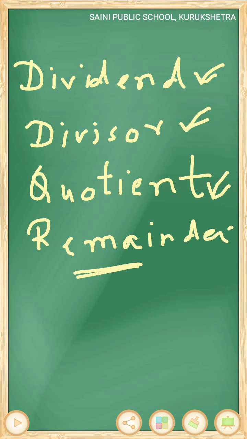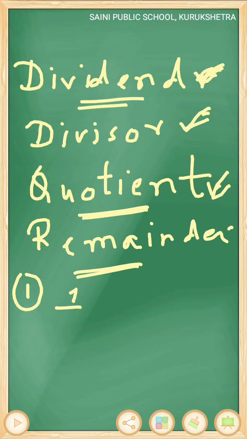Now we can apply some properties on these four numbers. So let us discuss them one by one. First property says that if we divide a number by 1, the quotient is the number itself. Means when we divide dividend by 1, then our answer, that is quotient, is equal to dividend.